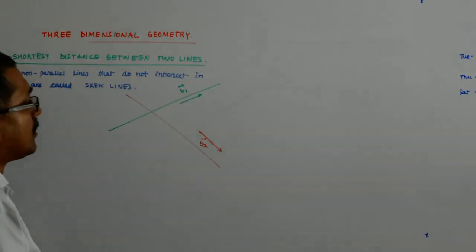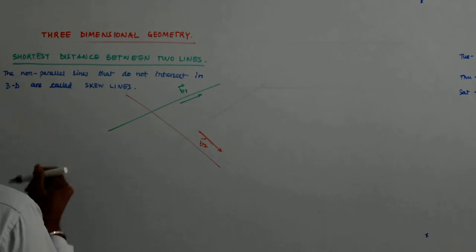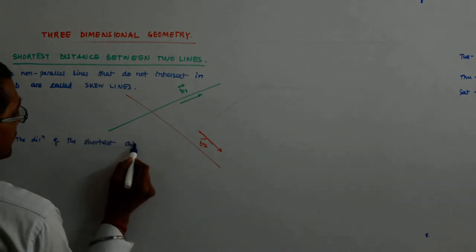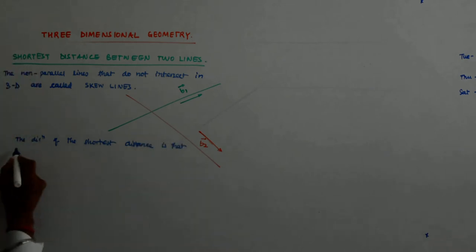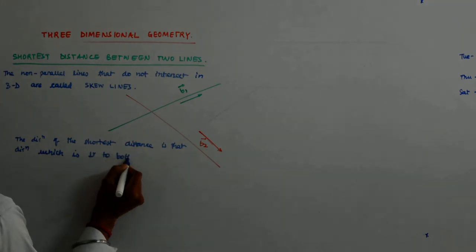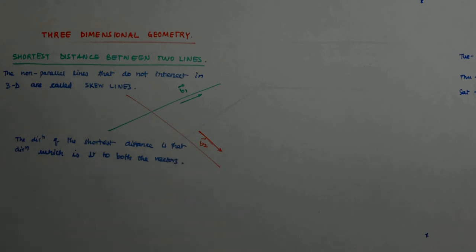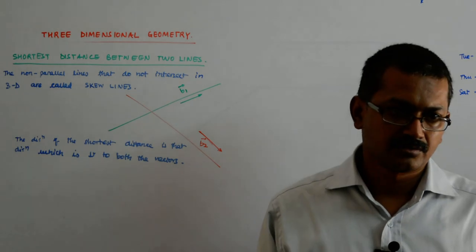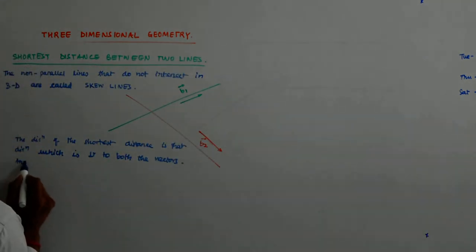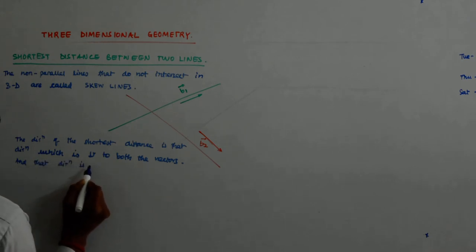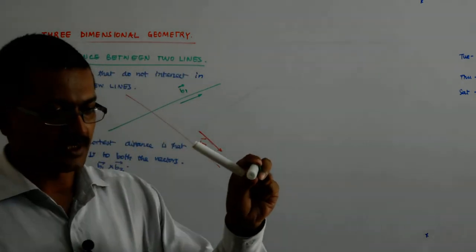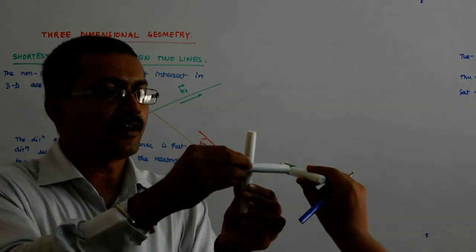Okay. So what do we do? We first of all find that direction, the direction of the shortest distance. The direction of the shortest distance is that direction which is perpendicular to both the vectors. And how do I get that? That direction is b1 cross b2. So what we had just seen with these two vectors, I have found out that direction.